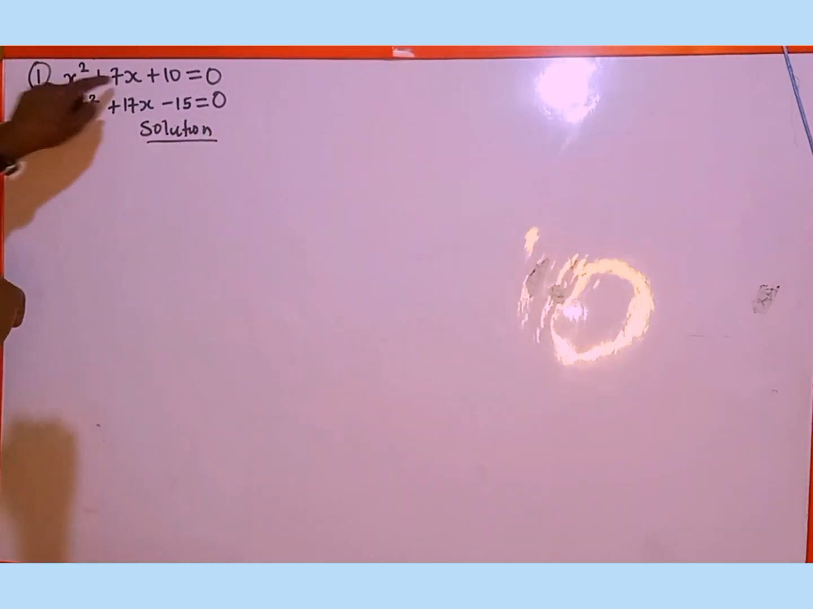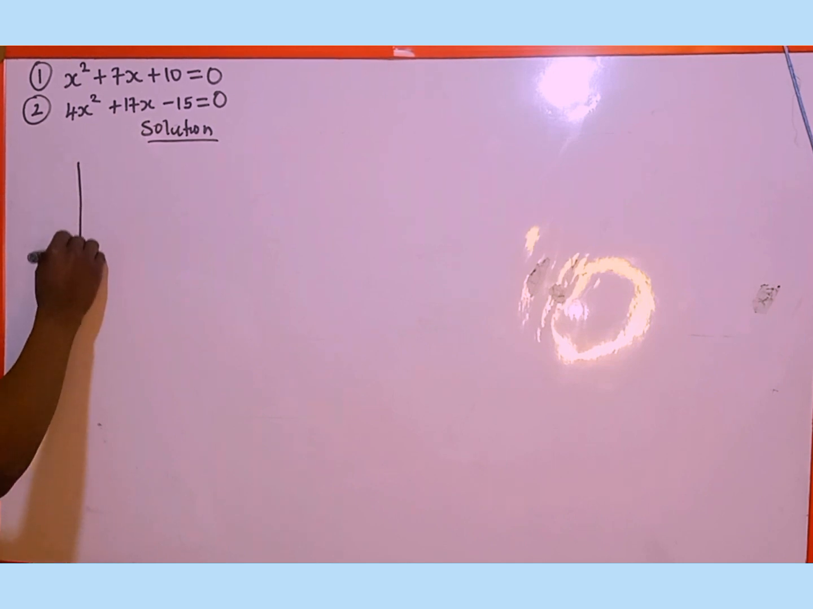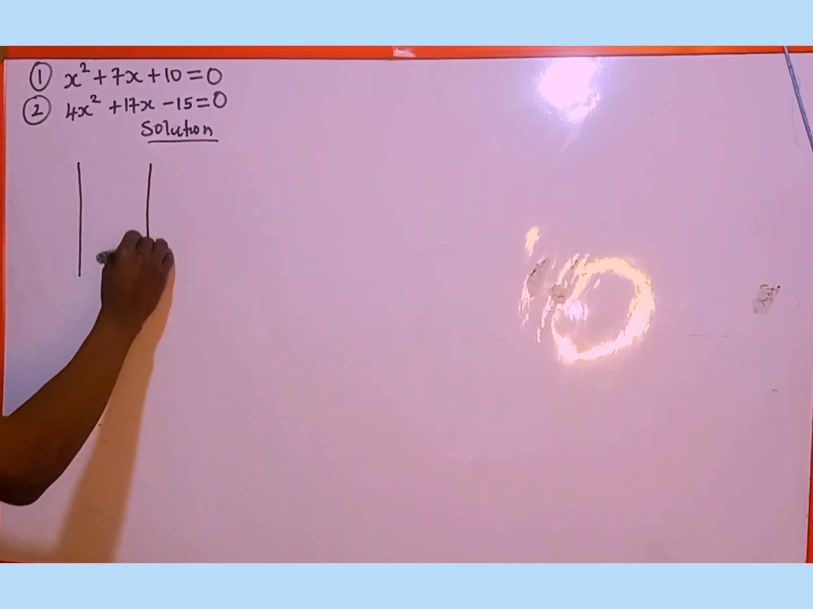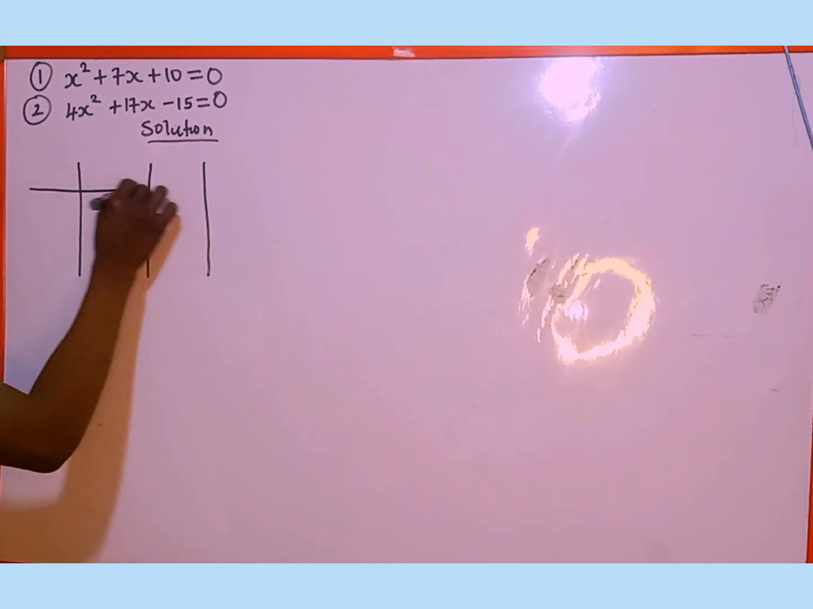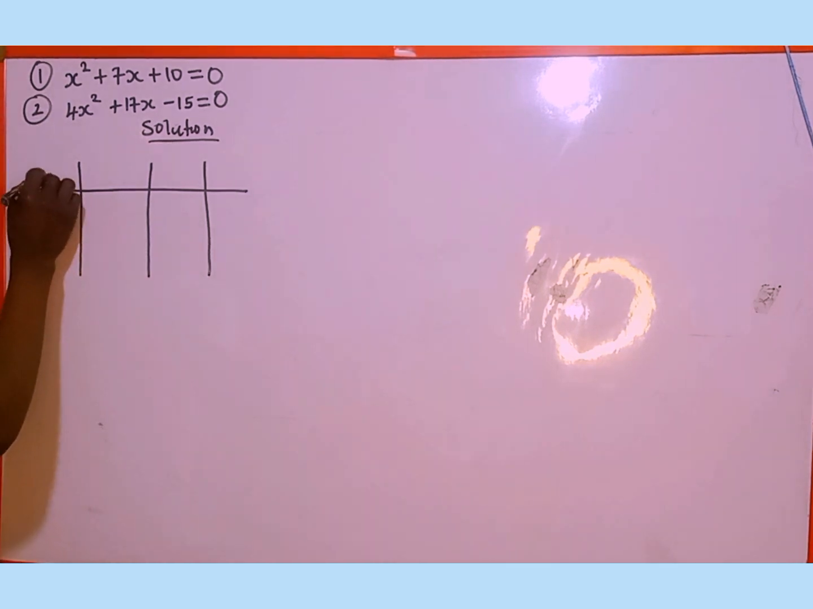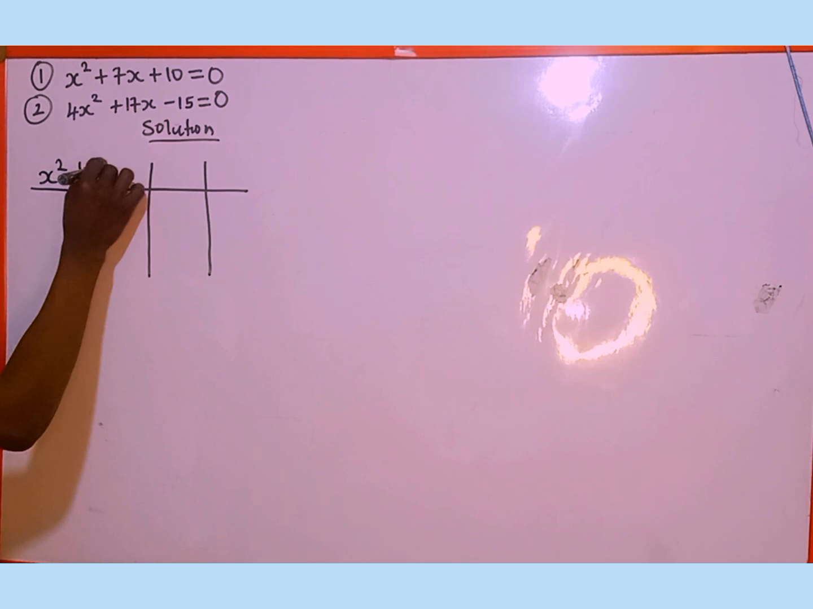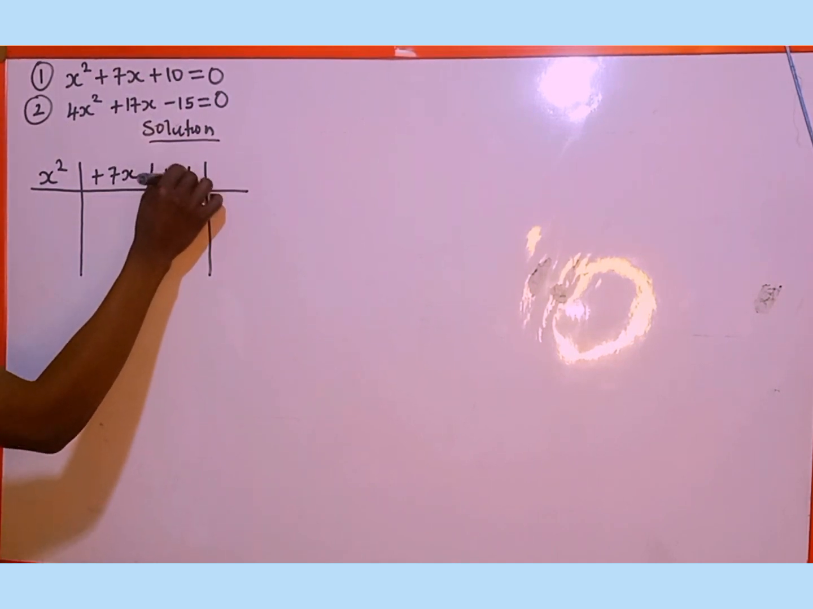You know that we have three terms in this equation. Just draw three columns, then cross it. The first term is x squared, so you write x squared. Then the second term is plus 7x. Then the last one is the constant, which is plus 10.